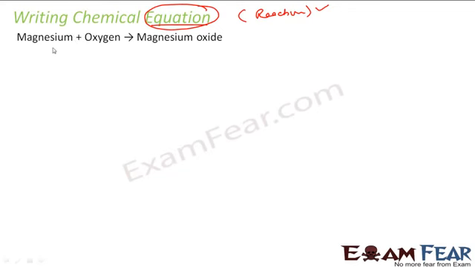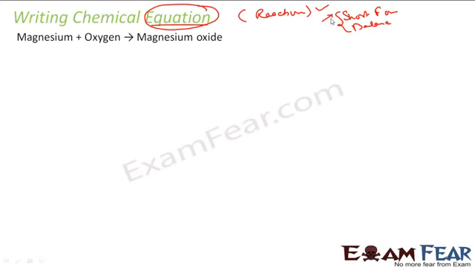The first thing is, instead of writing magnesium, oxygen and so on, we can use the short form. Also, we can balance it. Why balance it? Because the law of conservation of mass says that you can't create or destroy mass. So if you have one magnesium atom here, it has to be one magnesium atom here also. If you have, let's suppose, 2 oxygen atoms, then you should have 2 oxygen atoms here also. So that kind of balancing we can do if we have chemical equations.